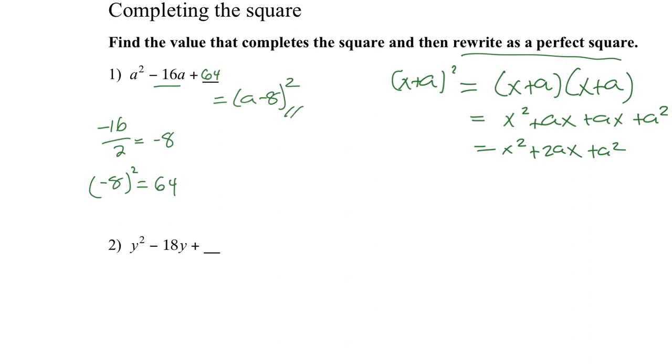We can see that also, let me do it down here so you can see that it's the same: a squared minus 16a plus 64. So two numbers that multiply to give 64 and add to give negative 16, so that's negative 8, negative 8. So that's the same as a minus 8 squared. Let's see the second one.